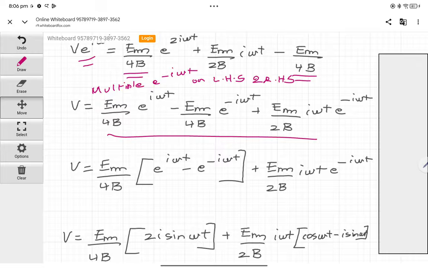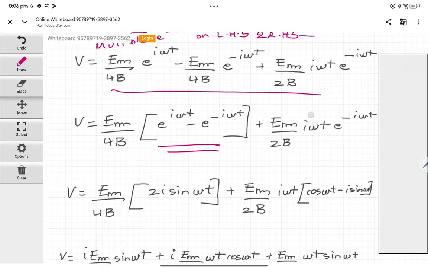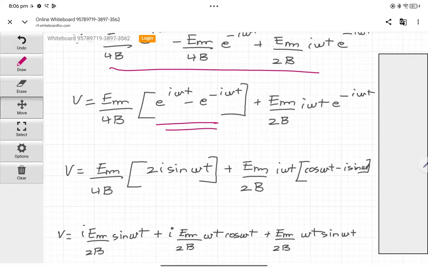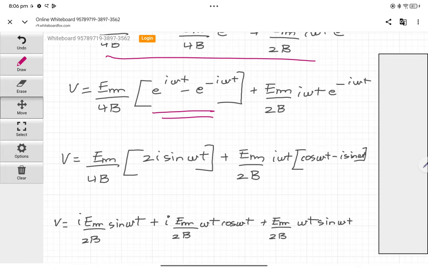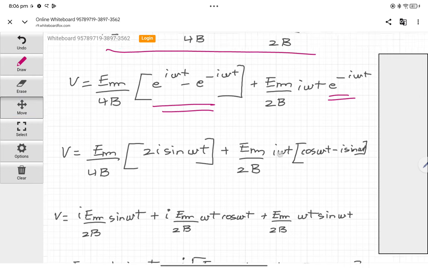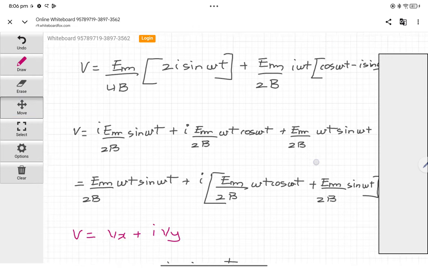Then you combine whatever you can, and here we again get e raised to i omega t minus e raised to minus i omega t. Using Euler's equation, we can put it as 2i sin omega t, and the balance terms are as it is. The only thing we have done again is use the Euler equation and write e raised to minus i omega t as cos omega t minus i sin omega t, right? And then you go down further.